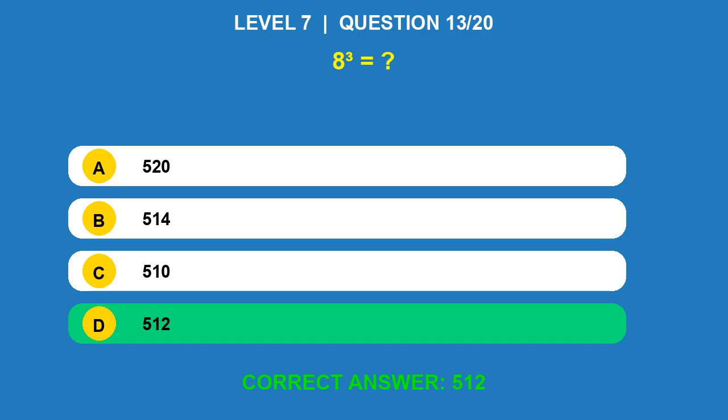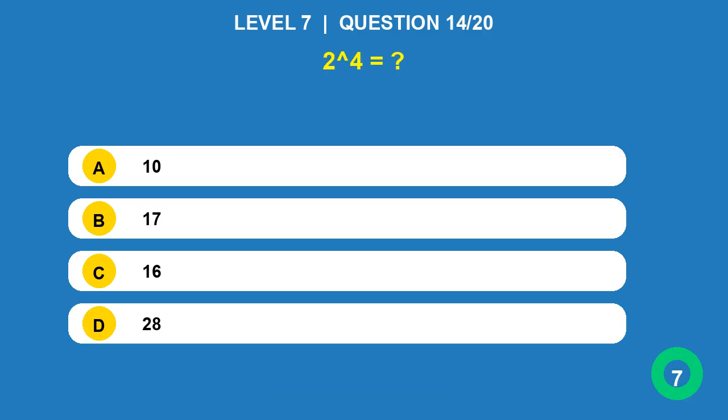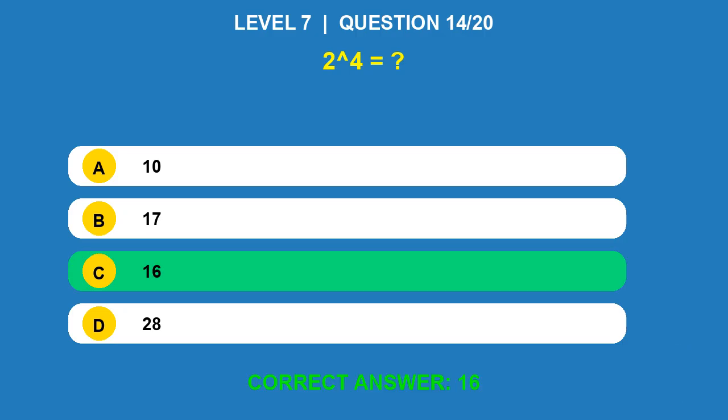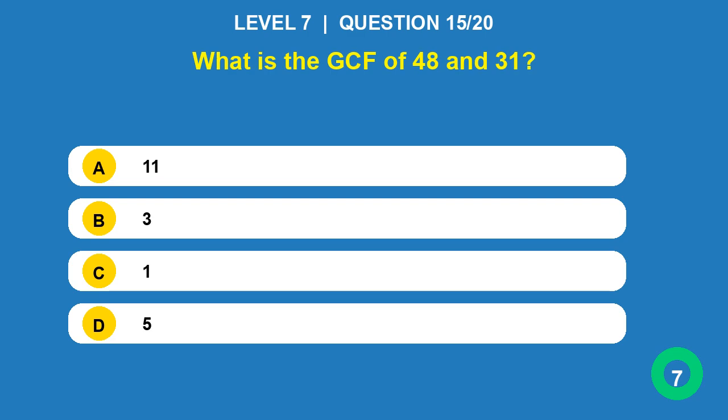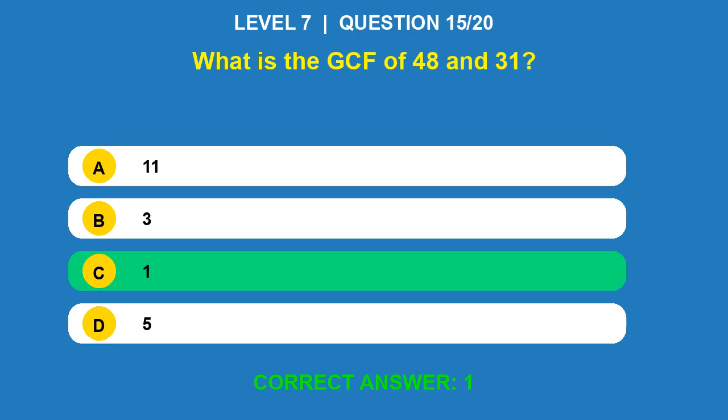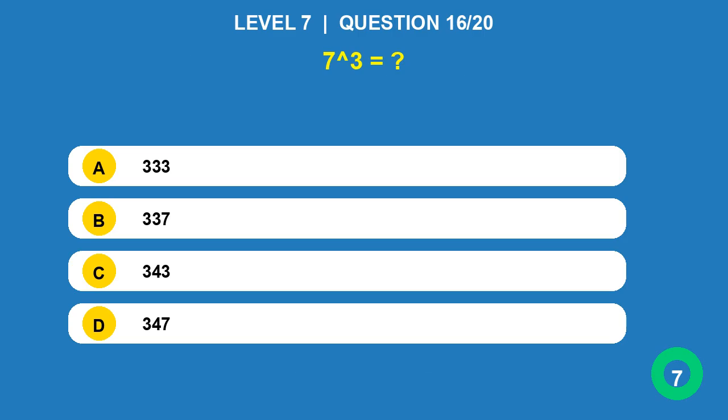Answer is 512. 2 to the power of 4 equals? Answer is 16. What is the GCF of 48 and 31? Answer is 1. 7 cubed equals?